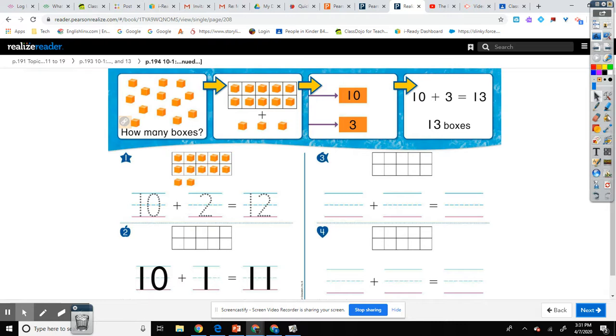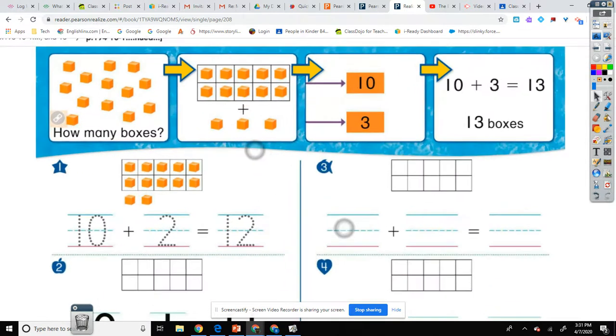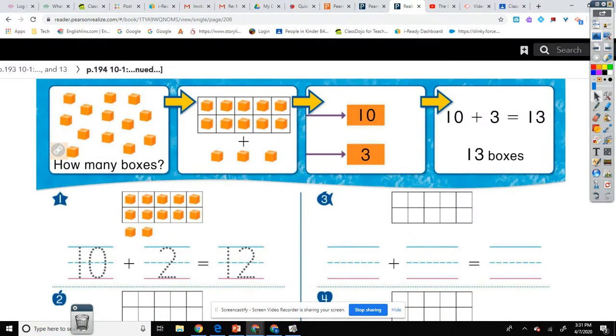All right. Let's see what it says here. How many boxes? First, there's visual learning. All right. So how many boxes?